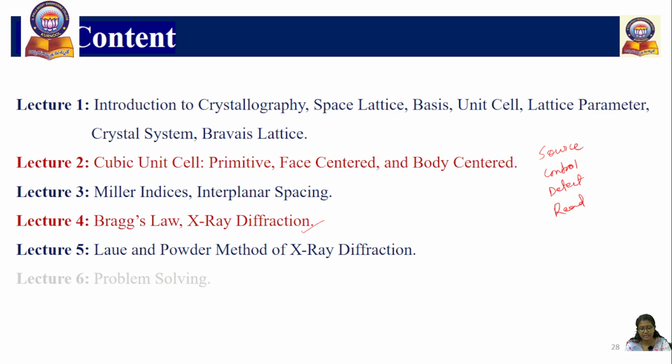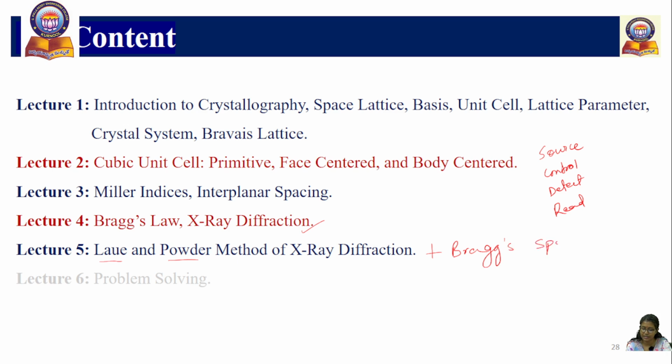Now in this lecture series, the fifth lecture, we'll discuss various methods of X-ray diffraction, how they are different from one another, and the pros and cons of each of these methods. Basically we'll discuss Laue's method and the powder method. Along with this, we'll also discuss Bragg's spectrometer.